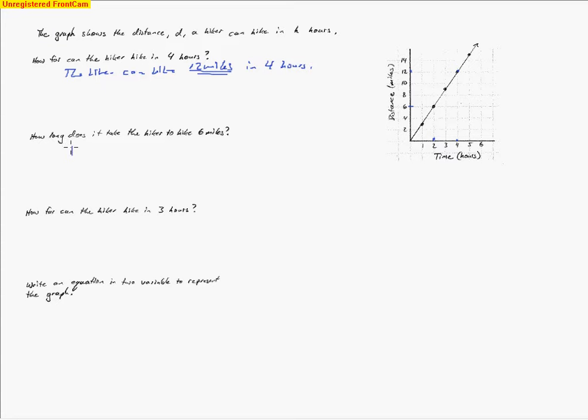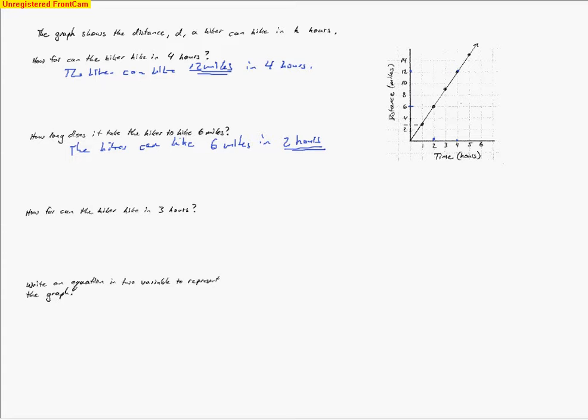So we can say the hiker can hike 6 miles in 2 hours. And that would be our answer. And then it says, how far can the hiker hike in 3 hours? Well, 3 hours is right in between 2 and 4.